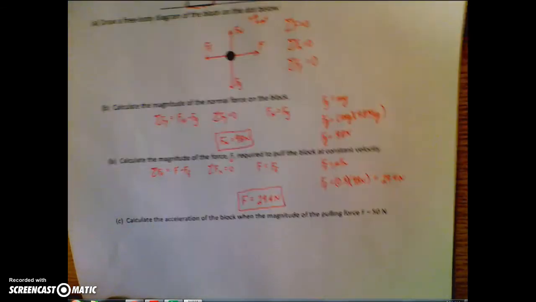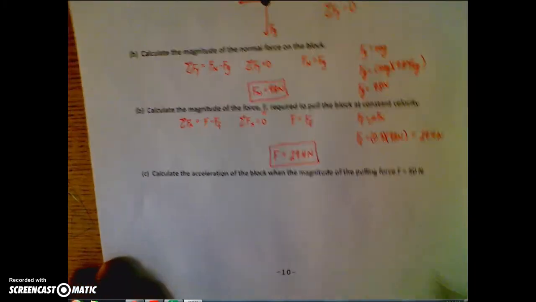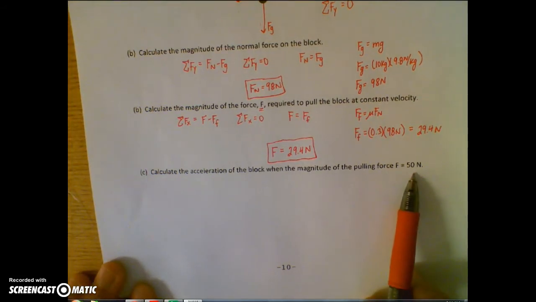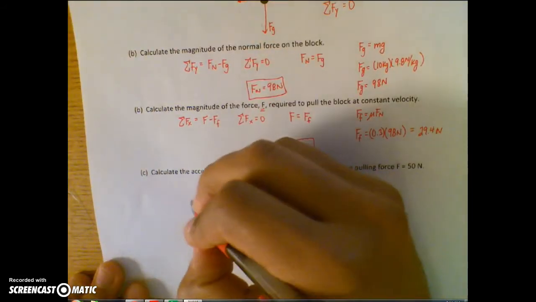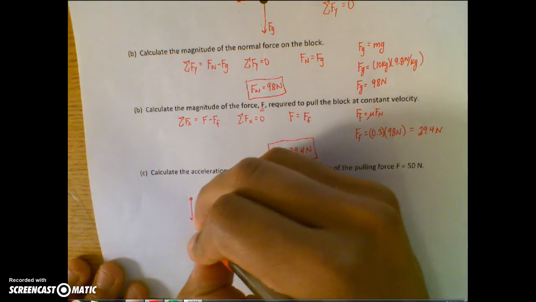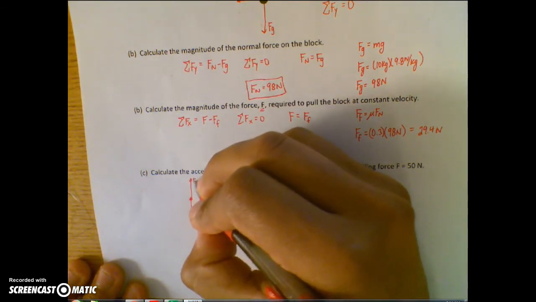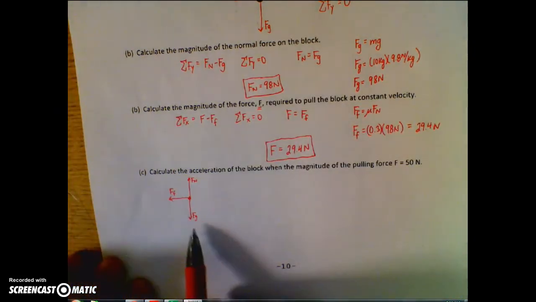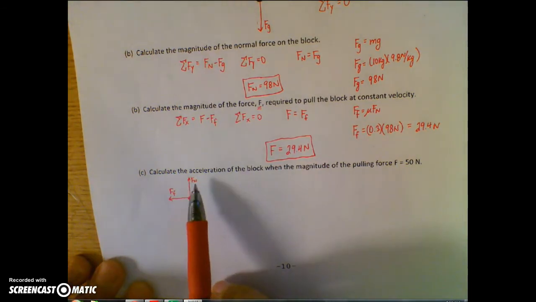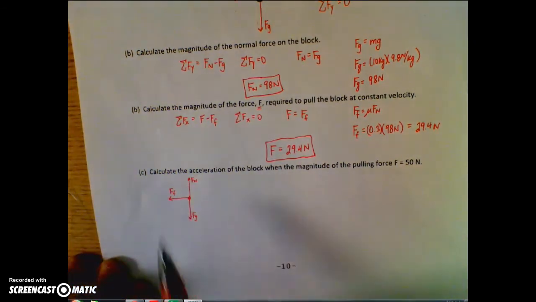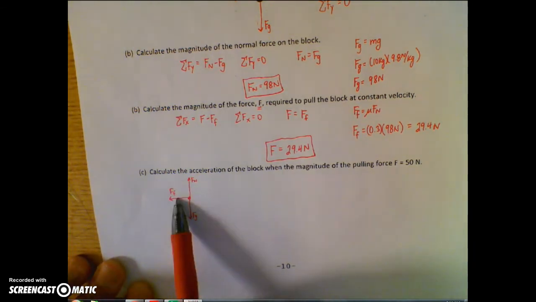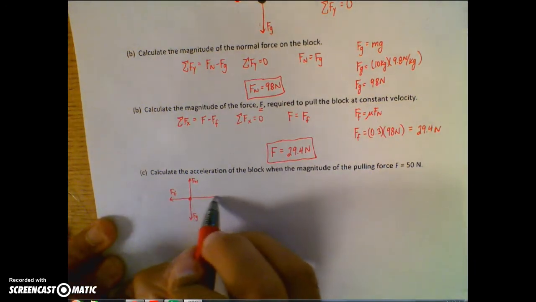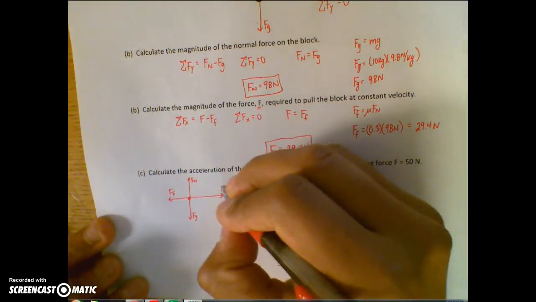Okay. And the last part of our question, calculate the acceleration of the block when the magnitude of the pulling force F is 50 newtons. Okay, so then the only thing that's changed about this scenario, I haven't changed the gravitational force, I haven't changed the normal force, I haven't even changed the frictional force, because I haven't changed the mass. I haven't changed my normal force because in this case they're equal, and I haven't changed my frictional force because I haven't changed the surfaces, and I haven't changed how much they're pushing against each other. So then the only thing I've changed is this pulling force.